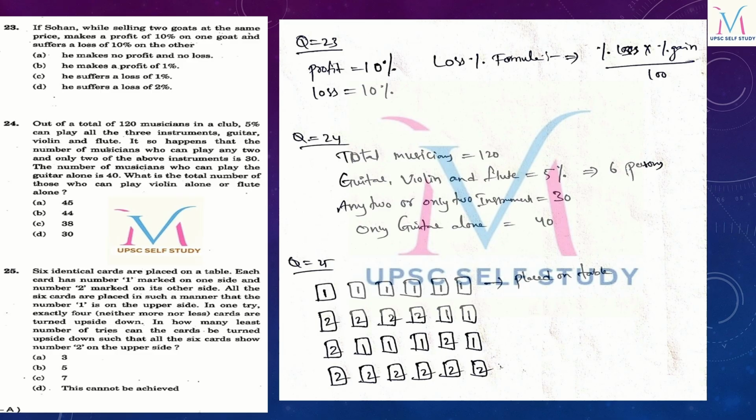So finally what we have to remember is, if the profit and loss percentages are the same on two different items, then it is always a loss. Okay, that is the statement. So for question number 23, the answer is C. He suffers a loss of 1%. And now coming to the 24th question.